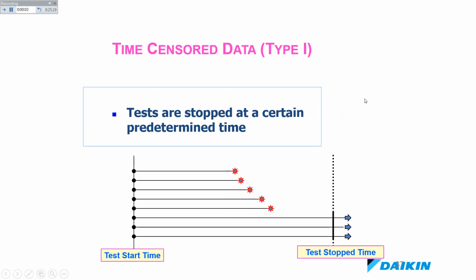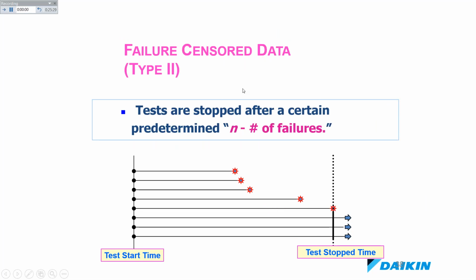Time censored. What that means is we say, hey, we are going to run this test, but we are going to stop at a certain time. We are lucky if we get some failures. But I prefer the other one we call failure censored data, because a lot of times I tell my suppliers, hey, you run the sample size, but when you see 8 failures or 5 failures, you can stop. So in this case, it's 5 failures, and when the 5th failure happens, you stop the test.